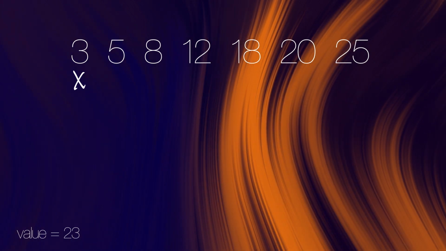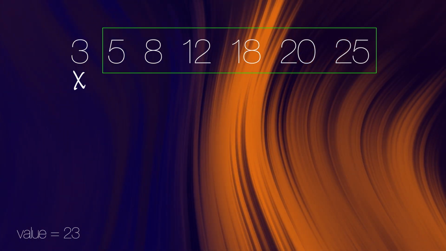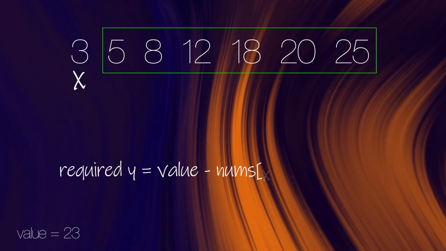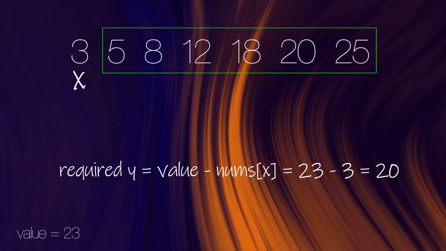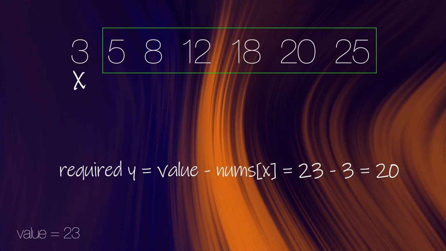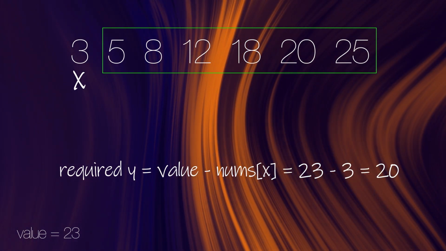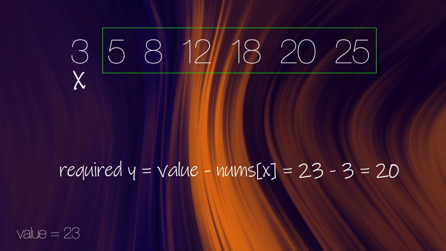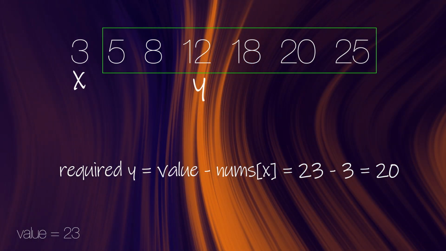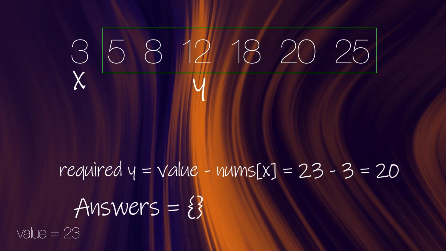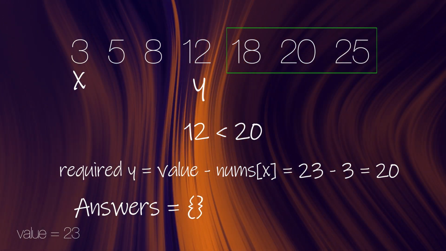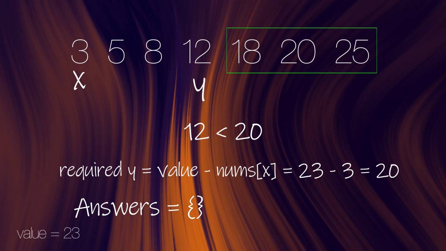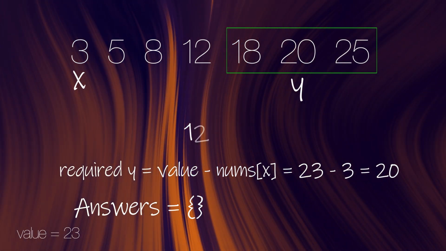We'll run a binary search algorithm on the right side of the list. Now what's that? When we have x set on the first number, we need y to be value minus the number of x to be a successful pair, right? So what if the number of y is less than value minus the number of x? Well, we move right. If the number of y is more than the value minus the number of x, we move left. How do we achieve this?